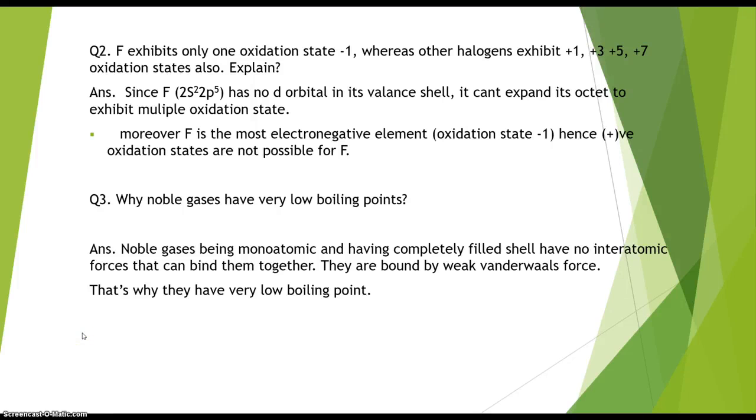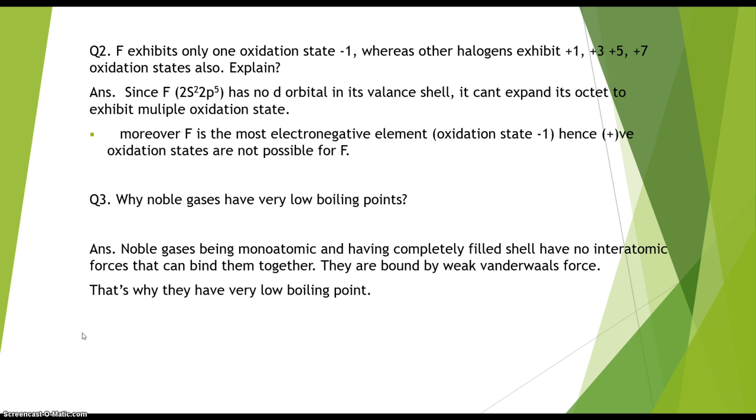Now let's move on to the second question. What is it saying? Fluorine exhibits only one oxidation state, that is -1, whereas other halogens exhibit +1, +3, +5 and +7 oxidation states along with -1.